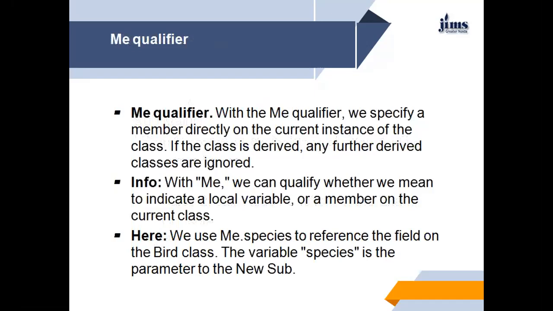Now there is one thing that is called the me qualifier. With the me qualifier, we specify a member directly on the current instance of the class. If the class is derived, any further derived classes are ignored. With me, we can qualify whether we mean to indicate a local variable or a member on the current class. Here we use me dot species to reference the field on the bird class. The variable species is the parameter to the new constructor.